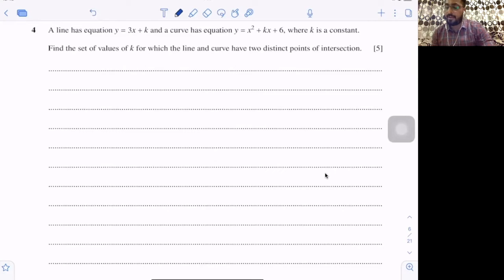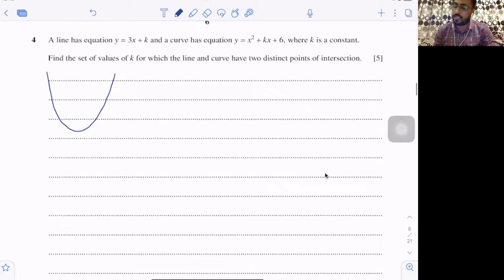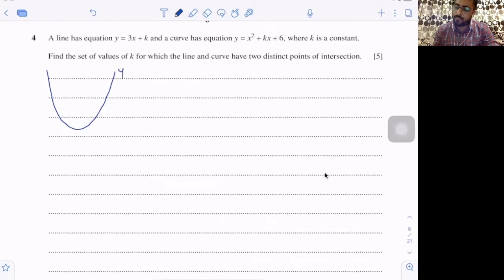So I can have the parabola which might look somehow like this. Okay, that's the graph of the parabola. The equation of the parabola is y is equal to x square plus kx plus 6. And there is a line whose equation is y equal to 3x plus k. And again, k is a constant.